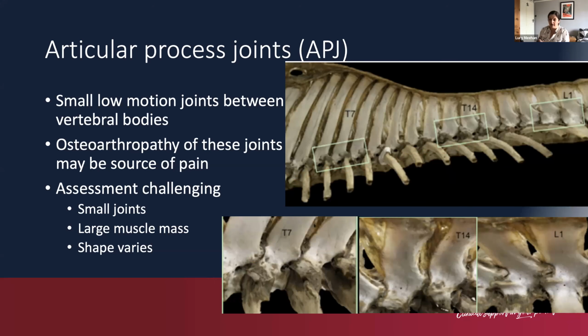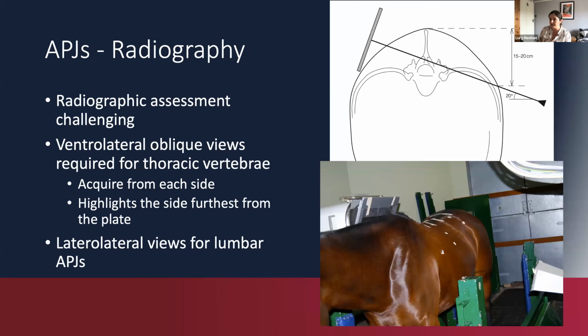The other nice thing that they do is they change shape from cranial to caudal, which makes sense if you think about the biomechanics and the way the back bends, but it does make it a little bit more difficult to compare one joint with the next joint because they're changing shape all the way along. Sorry, I should say that picture is from a very nice study from Denoix's group over in France. It's a very nice dissection of the articular process joints.